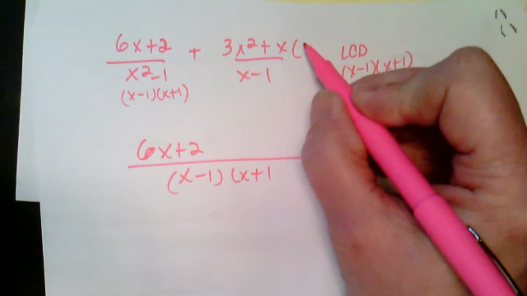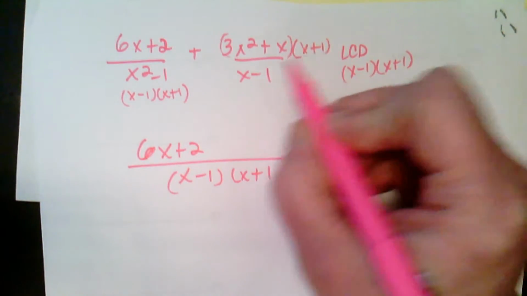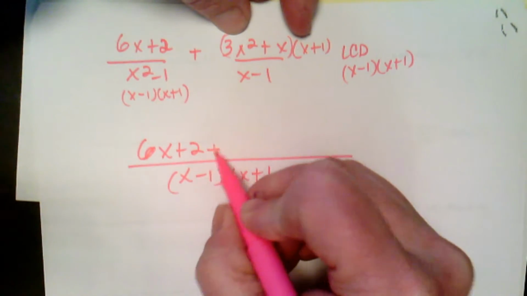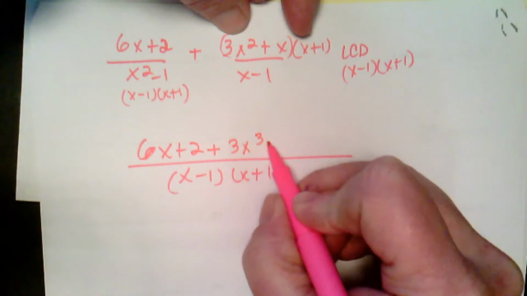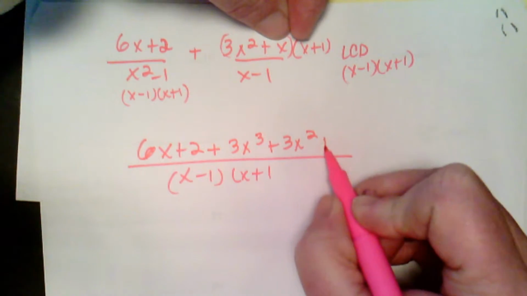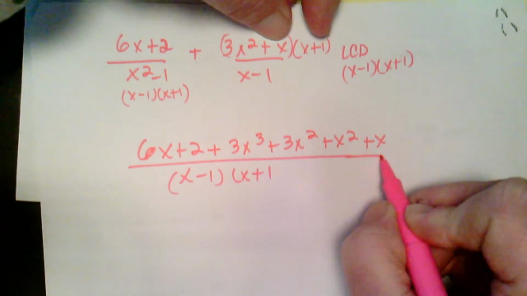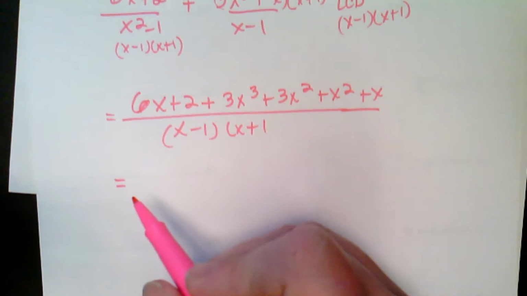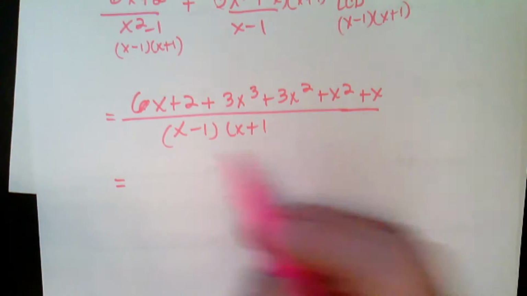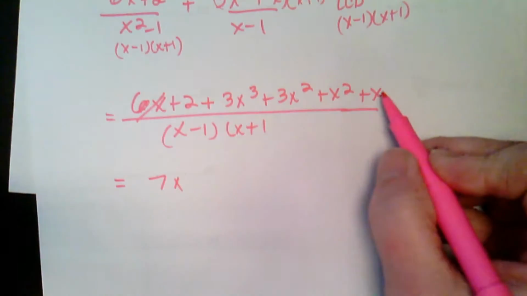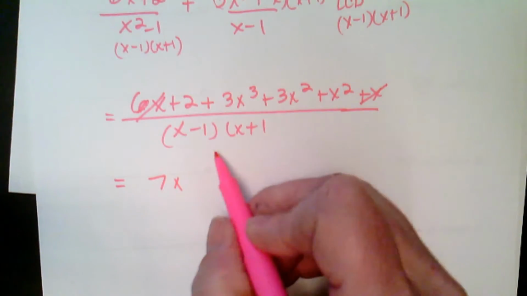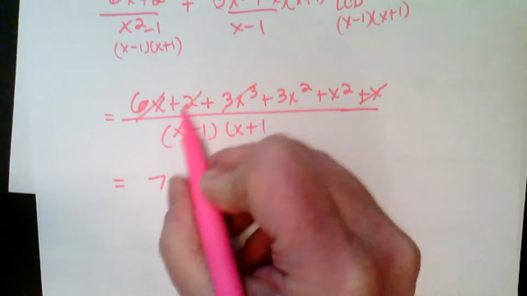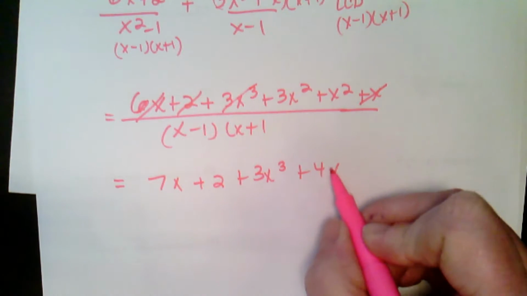Alright, our second one will be multiplied by x plus 1 because it's got the x minus 1 already. I'm going to go ahead and FOIL this. 3x cubed plus 3x squared plus x squared plus x, and then we're going to simplify it. So we have 6x plus x, which is 7x. We have no more numbers. We have 3x cubed, and then we have 4x squared.